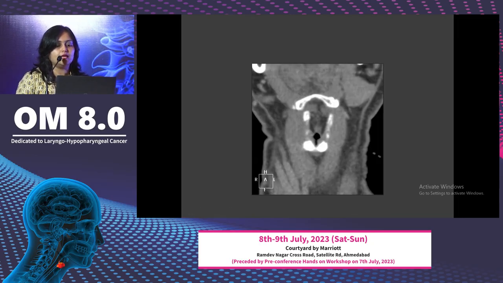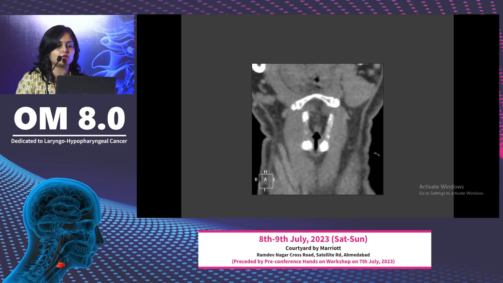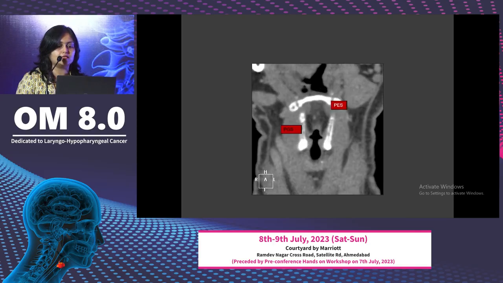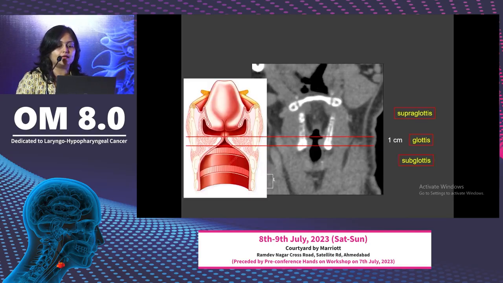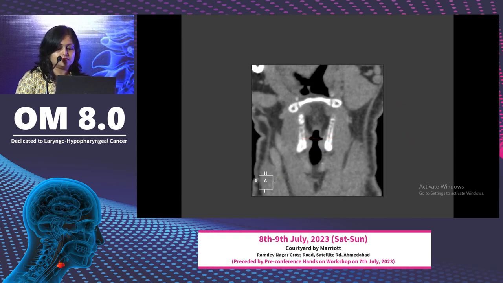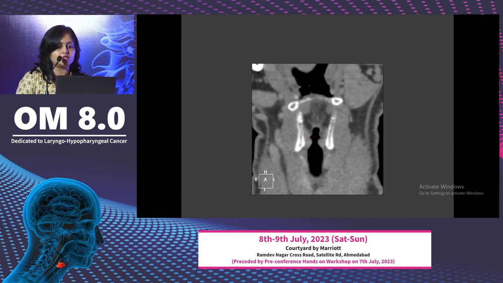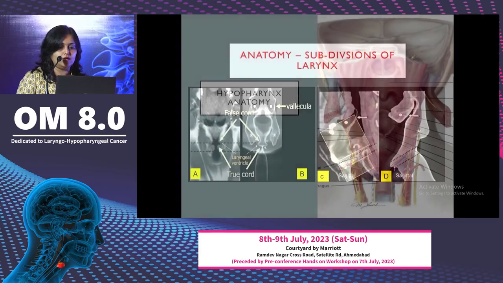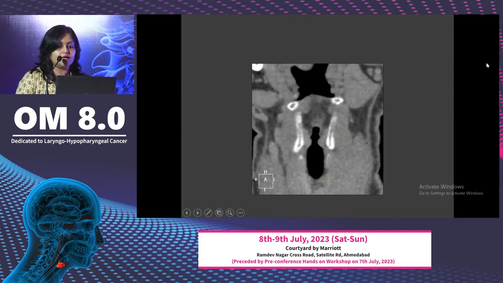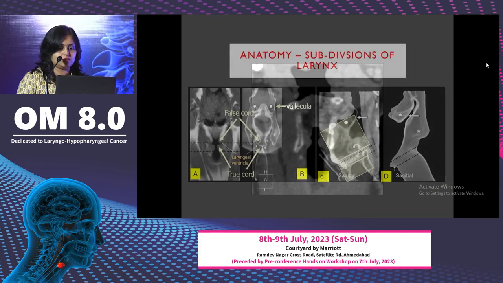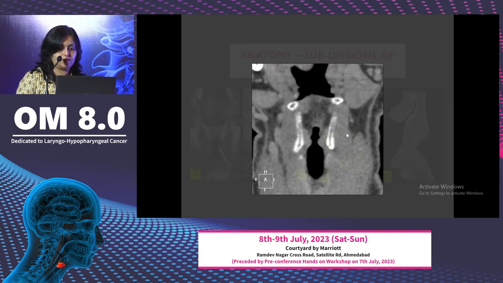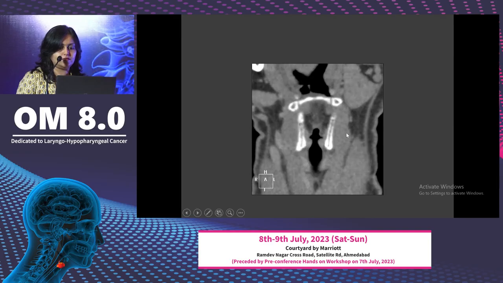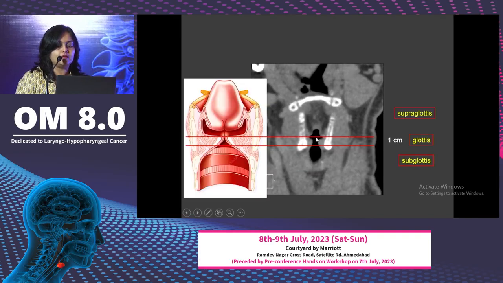Again, these are thin multiplanar reformatted coronal image sections. Here we can see a very important landmark, the laryngeal ventricle, which divides the larynx into three different subsets.